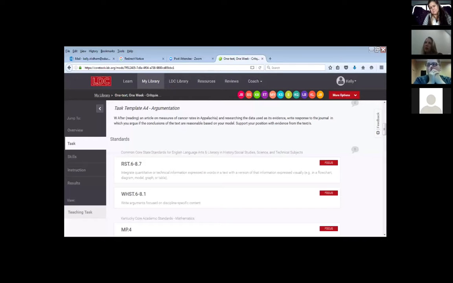Creating a model is embedded in it, and I just didn't know if it would be helpful to explicitly state that: create a model and write a response to the journal, and so on. I don't know if that helps or if that's redundant and is just part of it. Yeah, I guess maybe so.